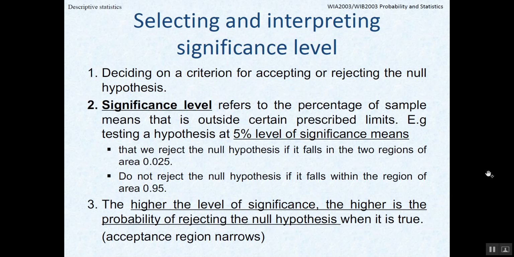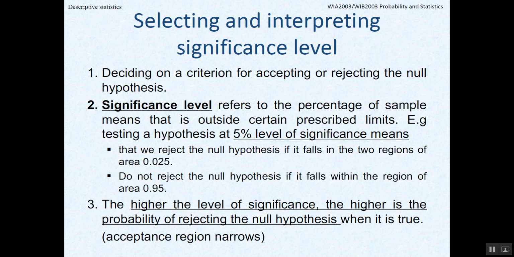So now some information on significance level. Selecting and interpreting significance level means deciding on a criteria for accepting or rejecting a null hypothesis. What is a significance level? Significance level refers to the percentage of sample mean that is outside certain prescribed limits.